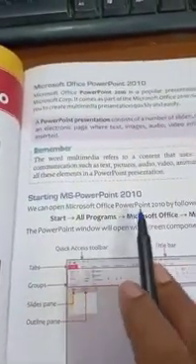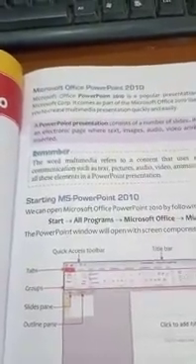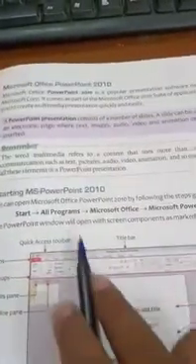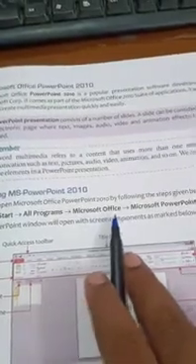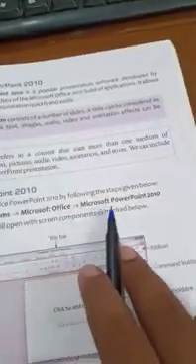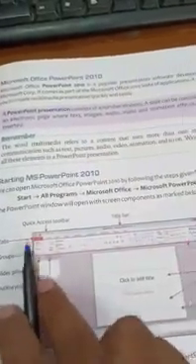Starting MS PowerPoint 2010 is very easy. You have to click on Start and then All Programs, and from All Programs select Microsoft Office, and from Microsoft Office select Microsoft PowerPoint 2010, and the PowerPoint window will open with the screen components.